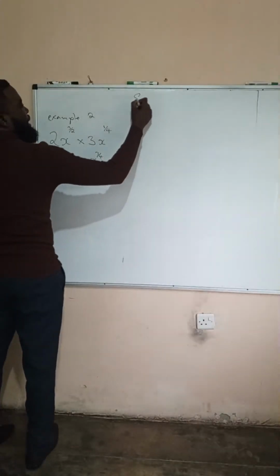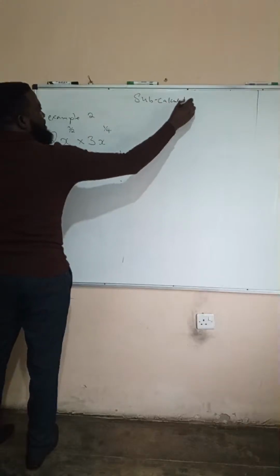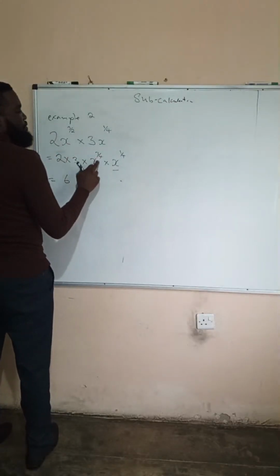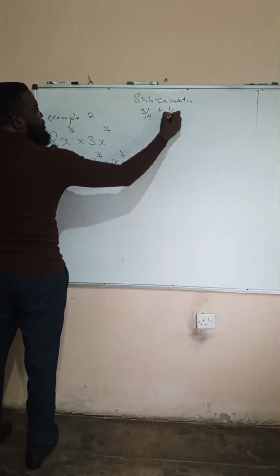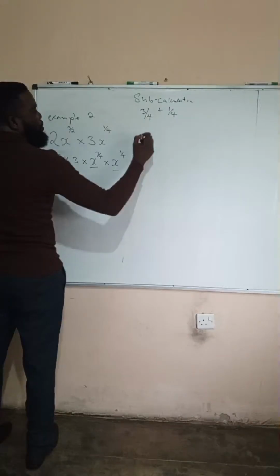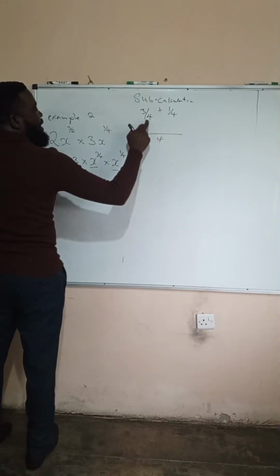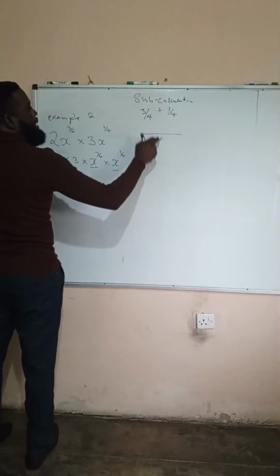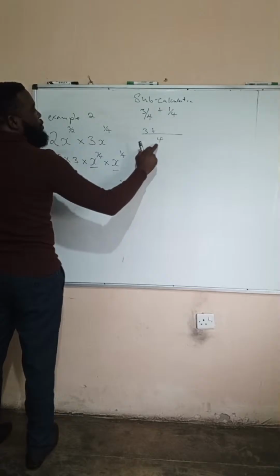I'm going to do a sub calculation this side to simplify this. So I'm adding 3 over 4 plus 1 over 4. What do you do? Common denominator, 4. 4 into 4, 1, 1 times 3, 3, plus 4 into 4, 1.